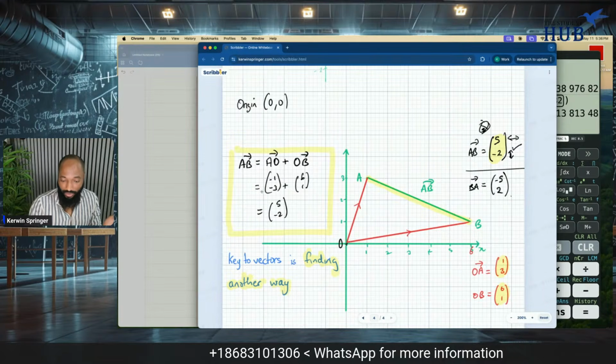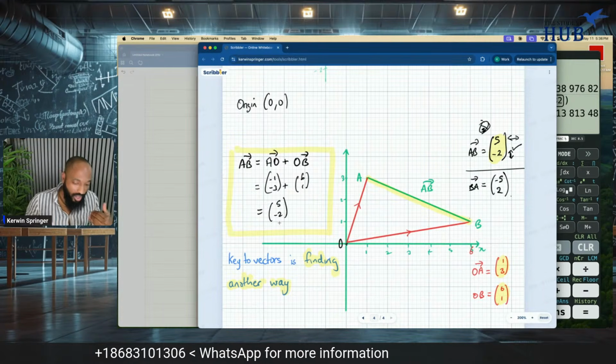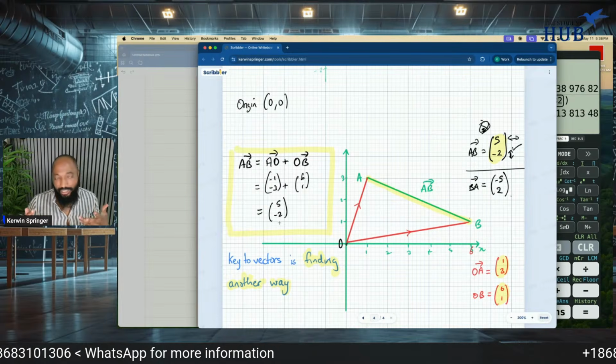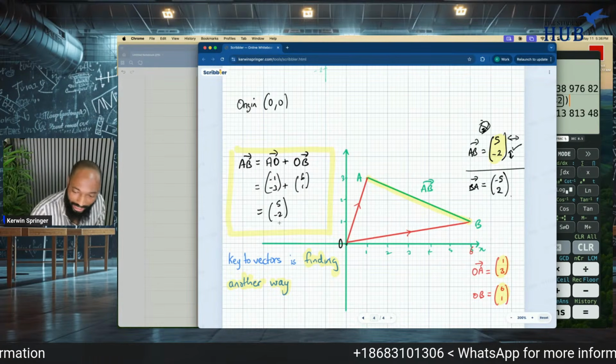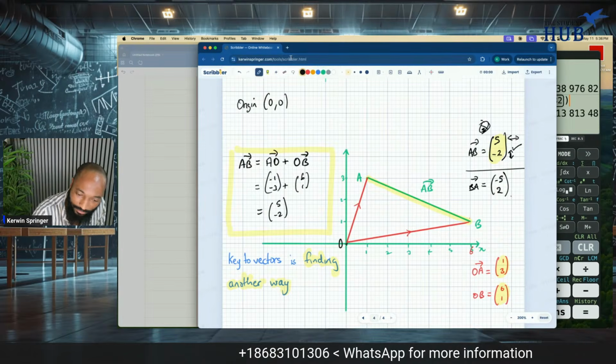AB is 5, negative 2. And look, I got AB is 5, negative 2. Now, there's a neater way to do this. This is correct if you understand this, you work with that. But there's a neater way to do it, in terms of the statement itself.